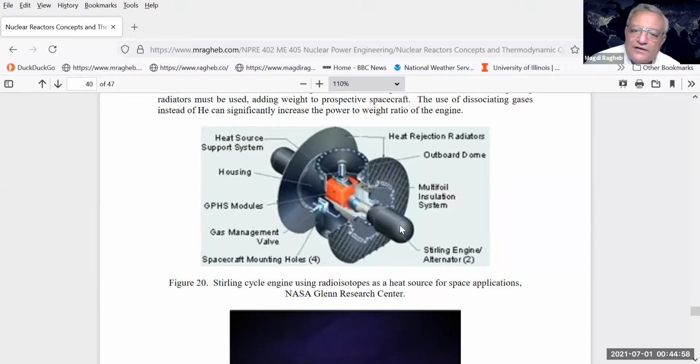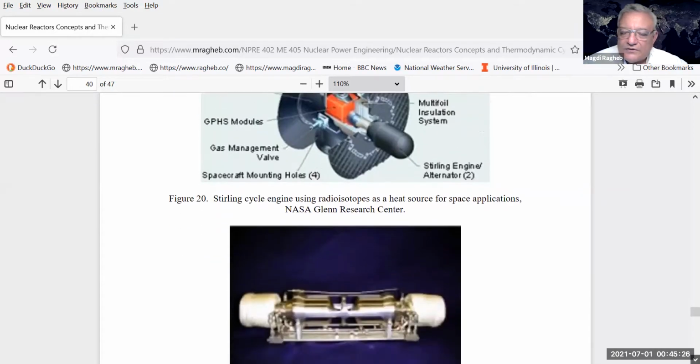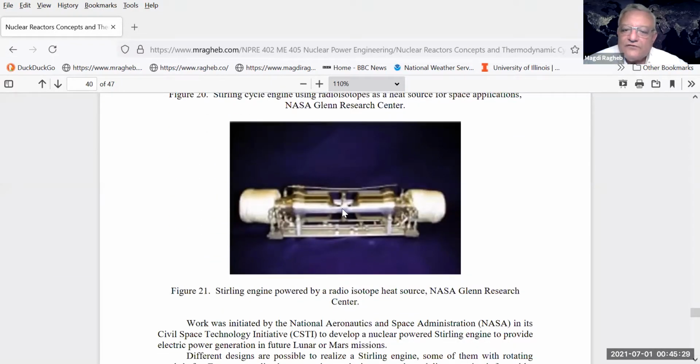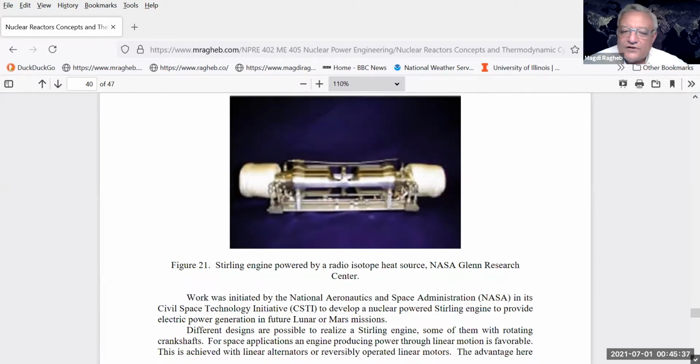Now, you don't want linear motion back and forth to start getting a reaction on the aircraft. It would start also moving in the opposite direction. So you cancel the linear motion by having two pistons moving back and forth in opposition to each other. So they cancel the linear momentum in that case. So this is replacing now the thermoelectric generators that NASA is using. And this is an actual device developed at the NASA Glenn Center to produce electricity from radioactive isotopes for space applications.